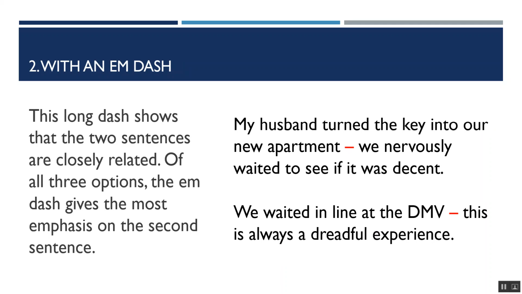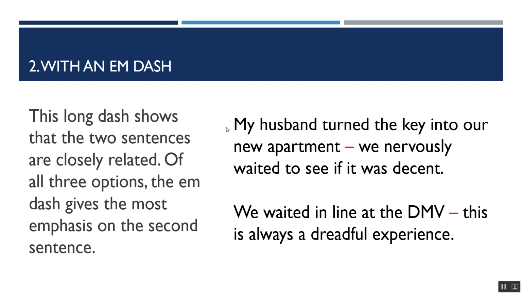The last way that you can make a compound sentence is with an em dash. An em dash is this long line here. It looks kind of like a hyphen. This also shows that the two sentences are closely related. People want to choose the em dash when they really want to emphasize the second sentence. They really want to draw your reader's attention to that second sentence.